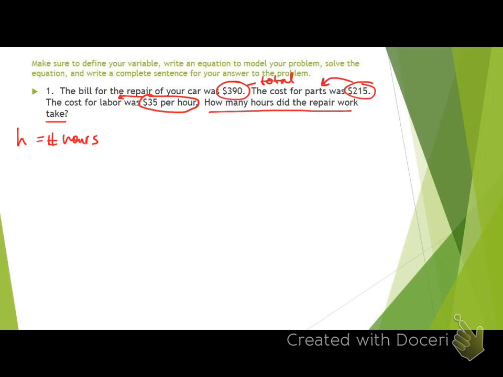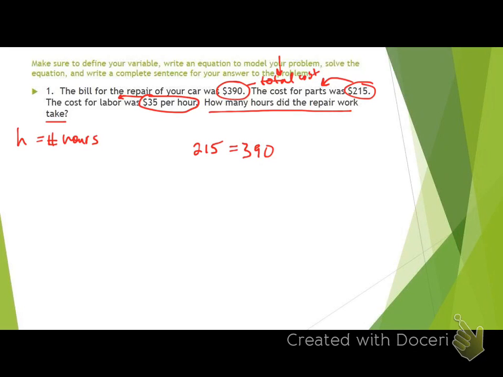Okay. The equation. Well, I see that we have a total here. A total means that we've added a bunch of stuff together, and that's what we got. So we're going to set our equation equal to 390. And that was the total cost. So that means that we've got to figure out where all of the cost was coming from and add those together. Well, the parts were $215. So that was one cost.